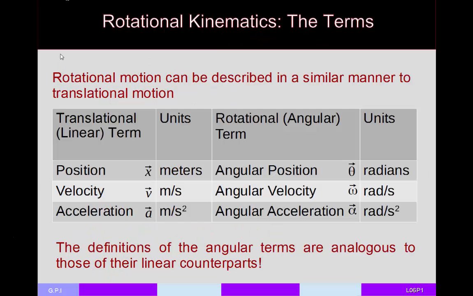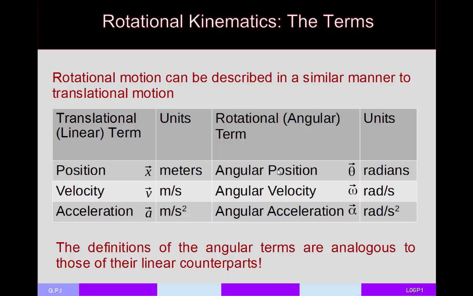So as I hinted at before, we still have terms such as position, velocity, and acceleration when we're talking about rotation, just like when we were talking about translation. The difference is that in translation, we just simply said position, which we used either an X or an R. We had velocity, which was V, basically how is your position changing per unit time, and acceleration, how is your velocity changing per unit time.